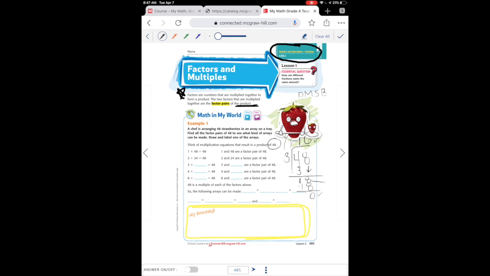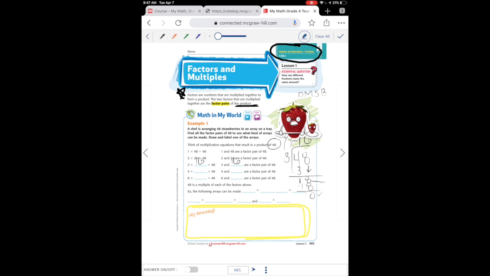So 3 times 16, it's a really bad 6, equals 48. So 3 and 16 are a factor pair of 48. 4 times what number equals 48? Divide, skip count, or check out your multiplication chart and see what you get.